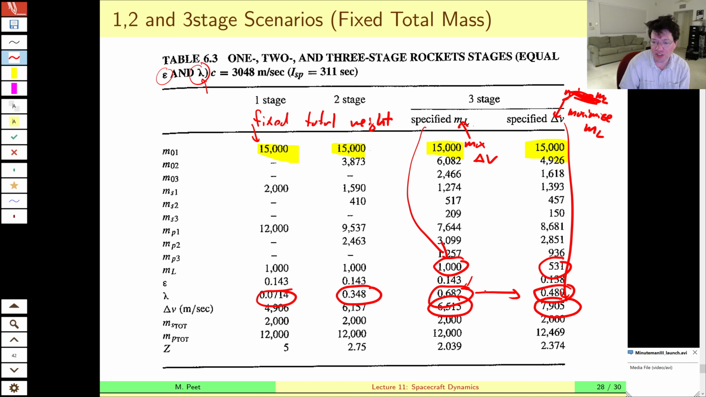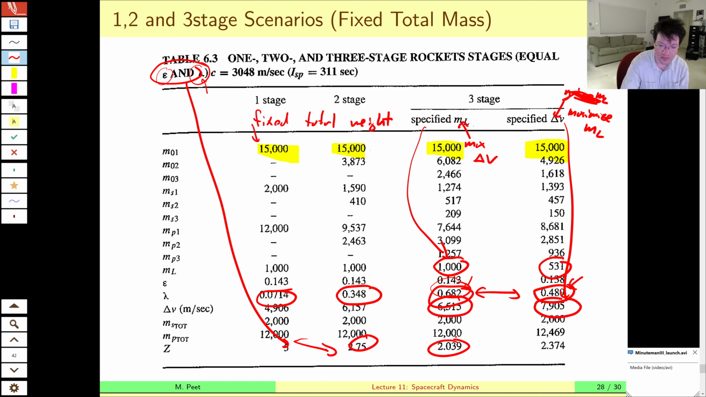What's interesting here is that the higher payload ratio seems to be better at maximizing delta V, and a slightly lower one seems to be good at maximizing payload. I don't know why that is. And of course, if lambda and epsilon are fixed, that means that Z is fixed, because that's just a function of those two numbers.